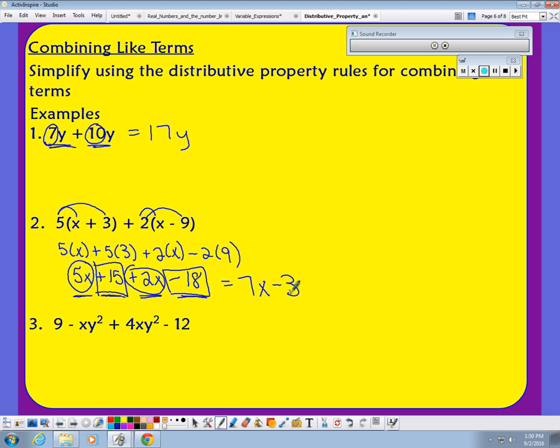And in number 3, let's look and see what are like terms. I have 9, which is just a number. Do I have another number? I do. I have negative 12, or minus 12. I have negative xy squared. Do I have anything else with an xy squared? I do, and that's 4xy squared. So we can combine our like terms. 9 minus 12 is negative 3, and negative 1xy squared plus 4xy squared makes 3xy squared.